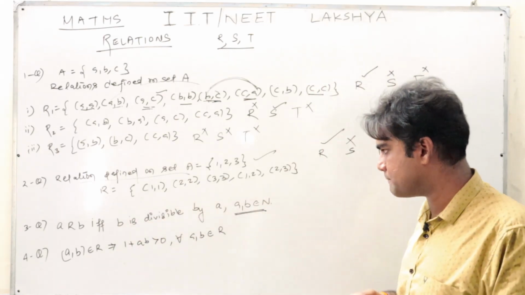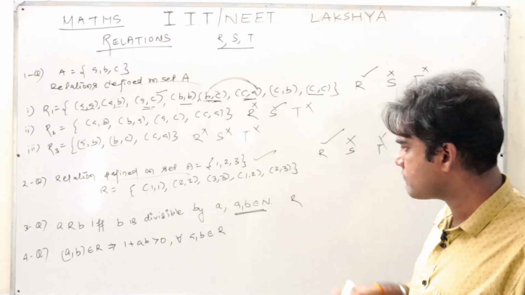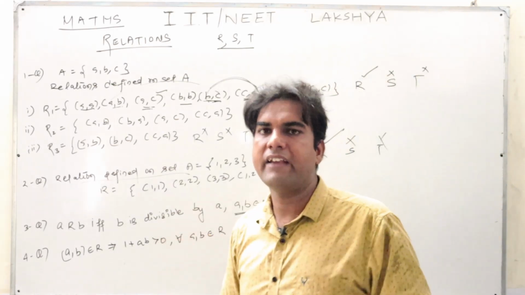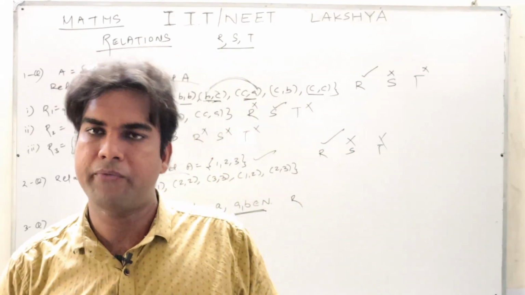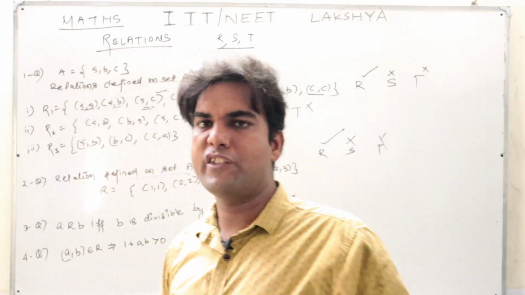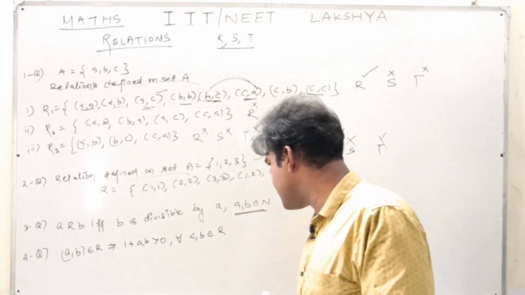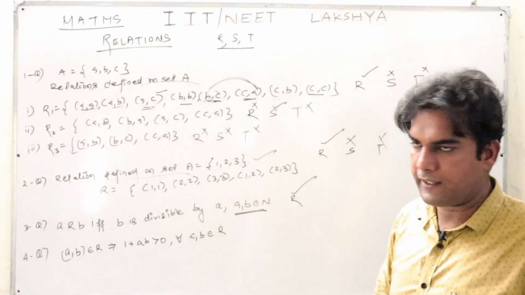So let us see. Is it reflexive? That is, whether AA will come. Is a number divisible by itself? Is 5 divisible by 5? Yes. Is 2 divisible by 2? Yes. So it is reflexive because AA will be there.